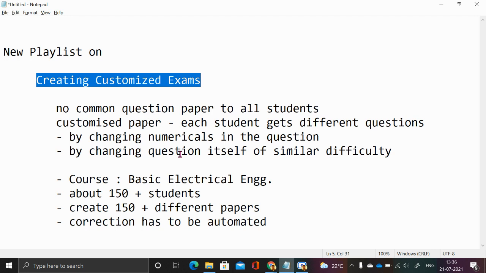And again, within the model, let's say I selected the first model out of five. In that first model, there will be some circuit diagram and some resistance values. Those randomly change. Therefore, each student gets a unique, different question, and therefore the correction also has to be automated.